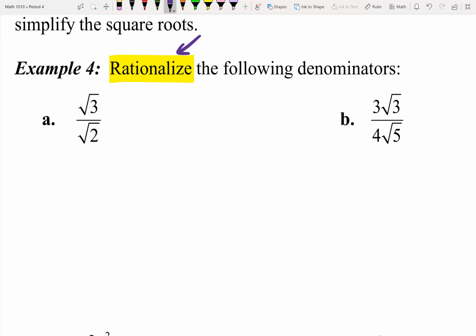Okay. Highlight the word rationalize and draw an arrow to it. Okay, I'm going to give you 30 seconds to write down with your pencil, because you might have to erase it, what you think that means. What does that mean? Rationalize. Just write that down.